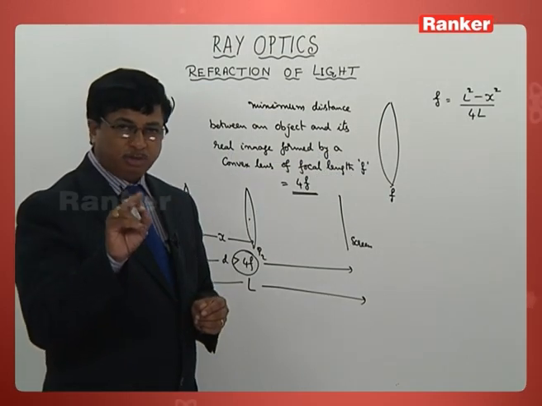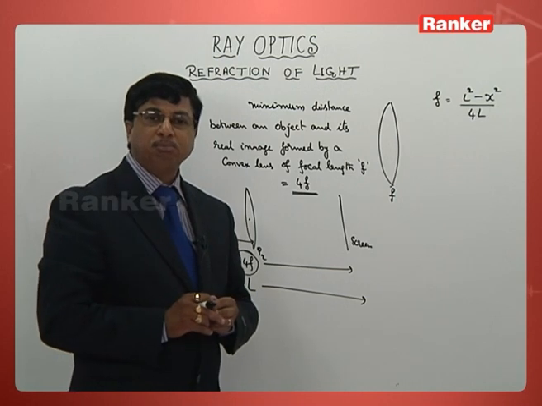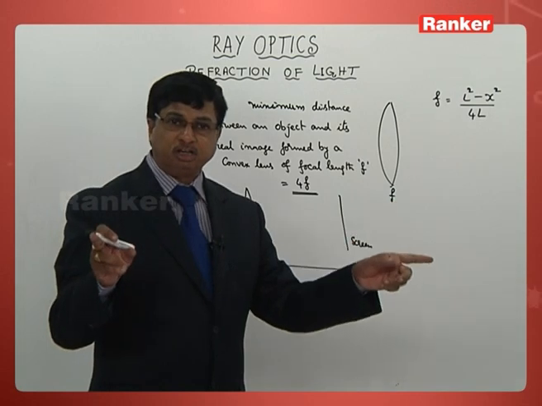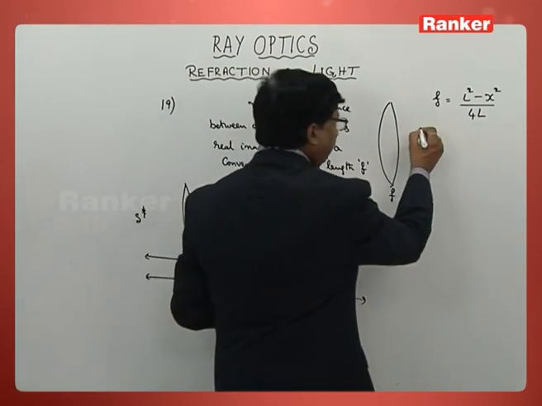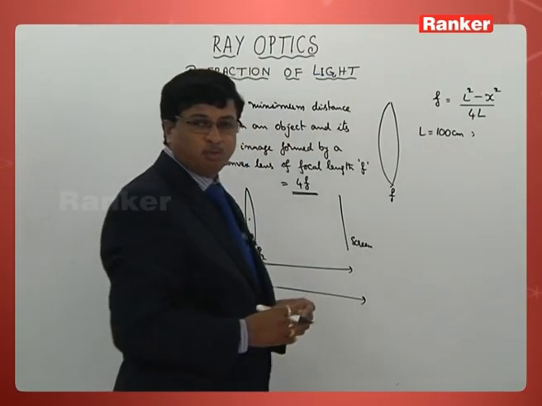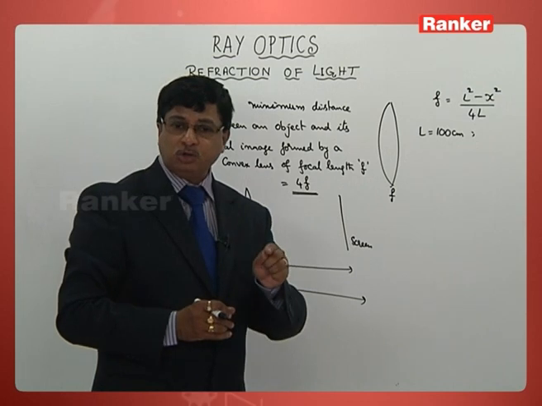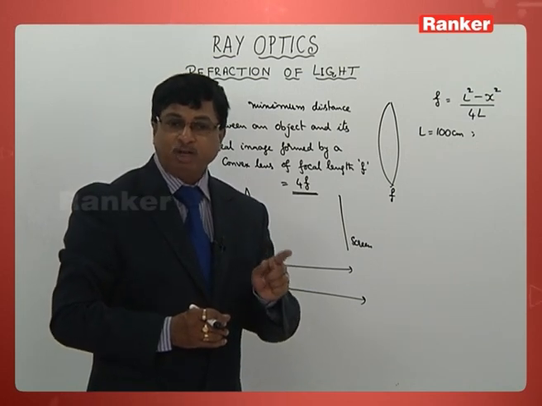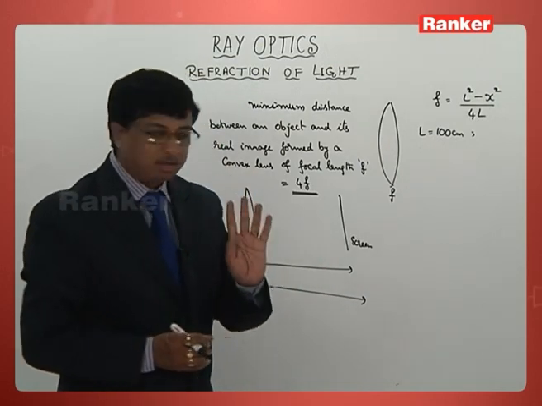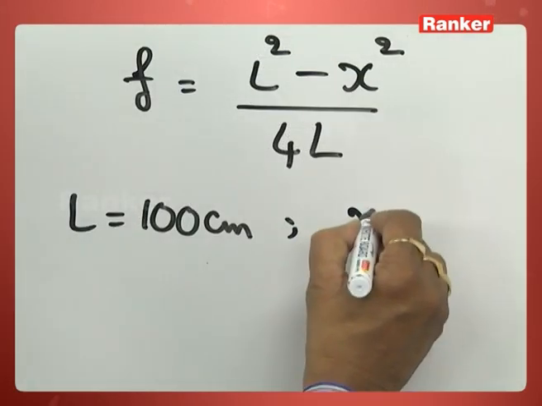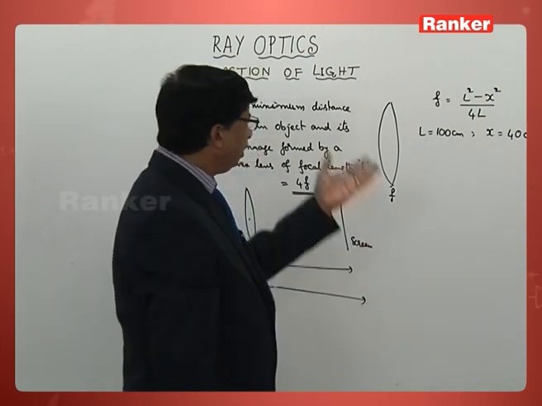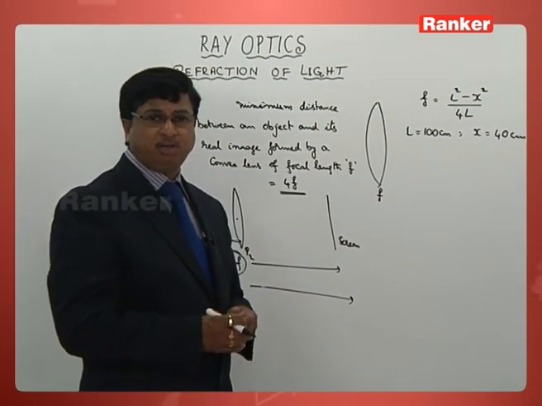This particular problem is exactly based on the same method. Distance between an object and a screen is 100 centimeter, so he has given you the value of L as 100 centimeter. What else has he given? A lens produces an image on the screen when placed at either of the two positions 40 centimeter apart. That is x, given as 40 centimeter. Estimate the focal length and thereby the focal power.